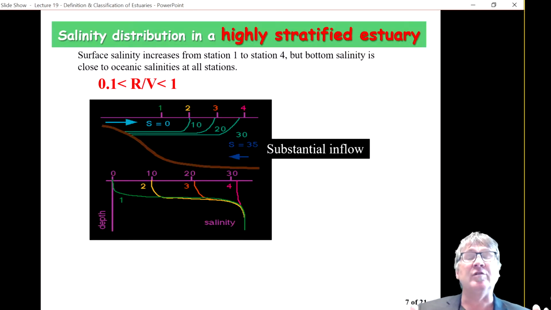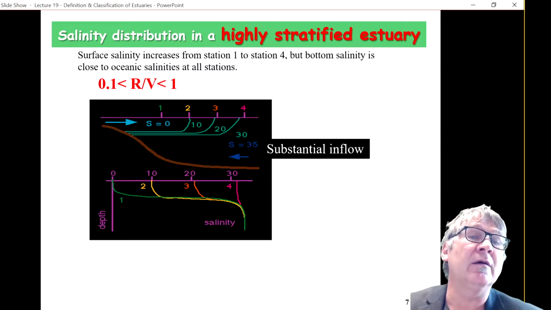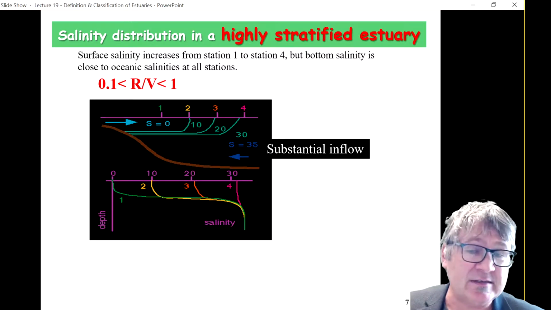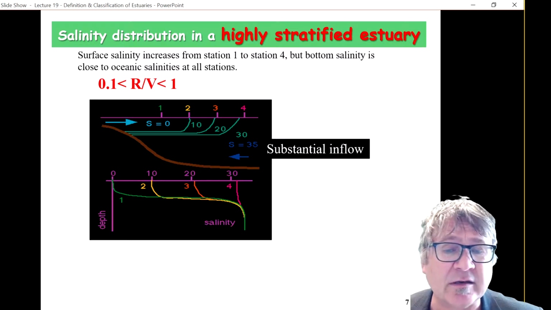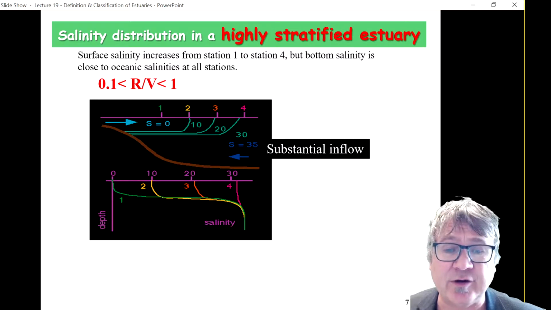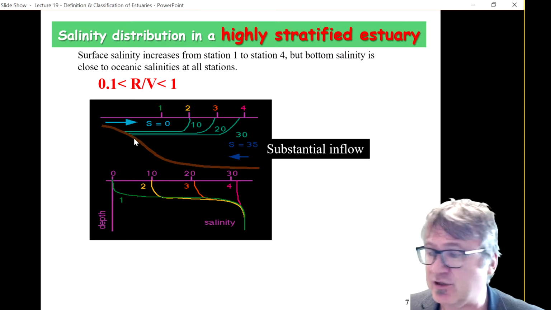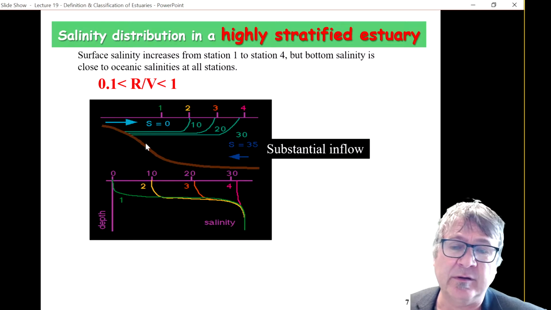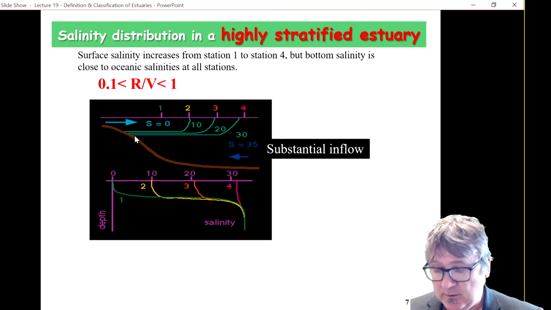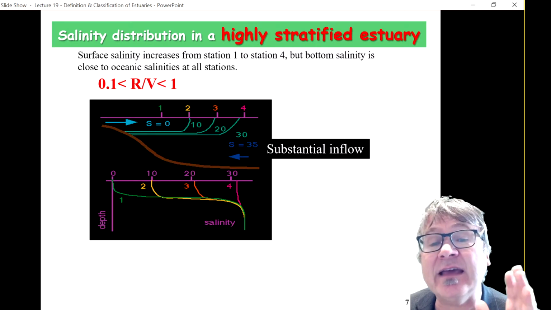You can also see that the bottom layer is all marine. So if you have a freshwater species, it can only live upstream in the upper regions of your estuary. You have a very narrow transition zone. If you move along here, you're on a relatively short scale. Okay, this is called the highly stratified estuary.